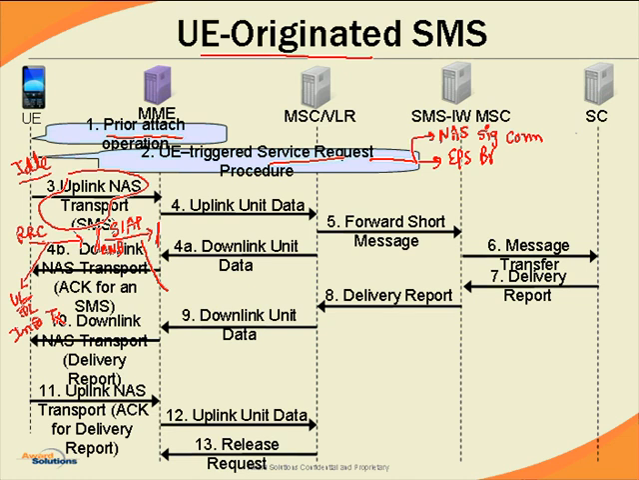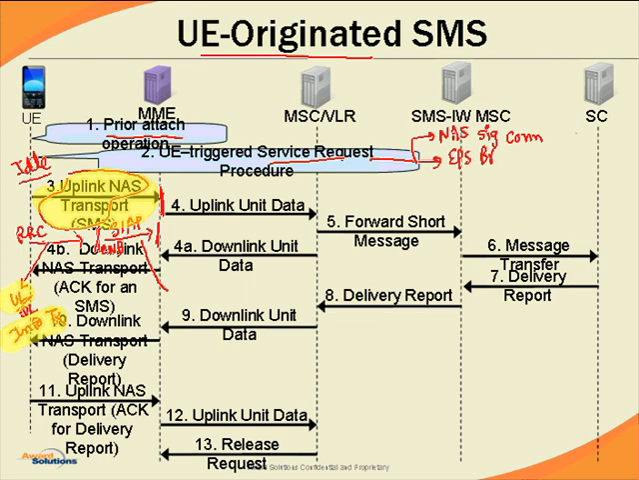But over the air interface, it is placed inside some RRC message, uplink, downlink, information transfer. So for uplink, it is uplink information transfer. For downlink, it will be downlink information transfer. So this is right now uplink. It will be uplink information transfer, and that would be carrying a NAS message, and inside that NAS message we have the actual SMS. So now SMS has arrived at the MME.